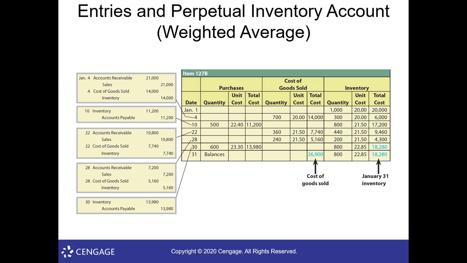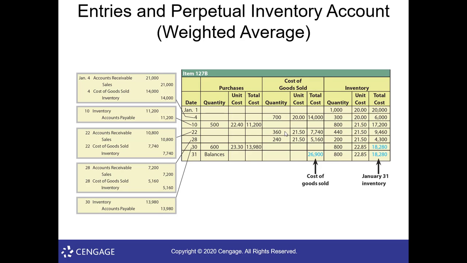Weighted average is a moving weighted average. So when we sell, the first sale is always the same. It's all at $20. But now we have 300 units. We have a total cost of $6,000, and we're going to add 500 for a total of 800 units. Add the $11,200 purchase cost, gives us $17,200. Divide that by the 800 units available, and we get an average cost of $21.50.